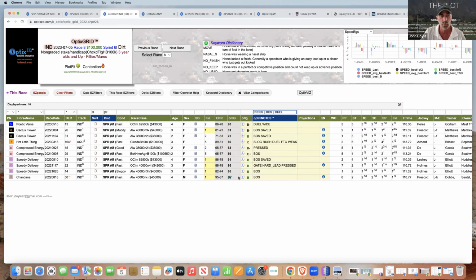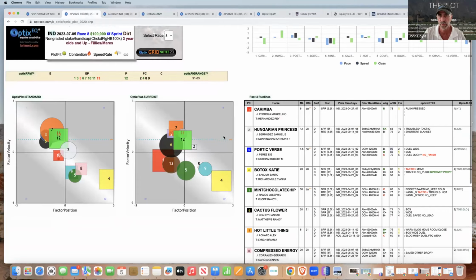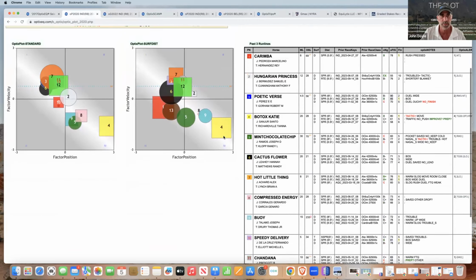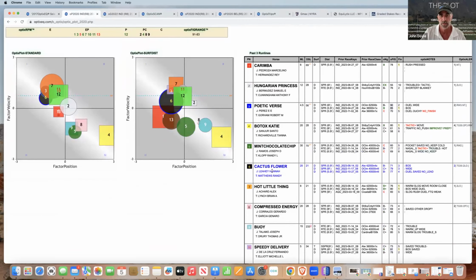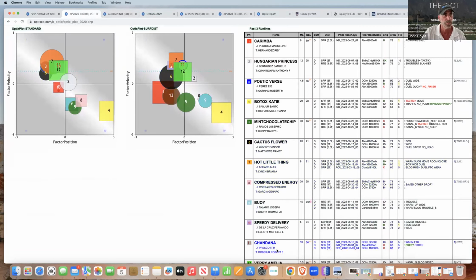So those are the horses you want to look at, especially the 11. He's got a good price, and he plots fairly well too. I think he's a square on standard. Yeah, so he's in here.